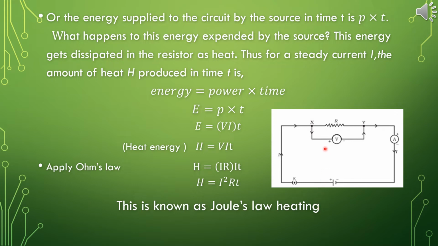Children, observe the circuit diagram clearly, where resistance R is there and current I and potential difference V is there. Heat produced across the R is given as I square RT. Remember, across this resistance, heat produced can be calculated by using the formula H is equal to I square RT.